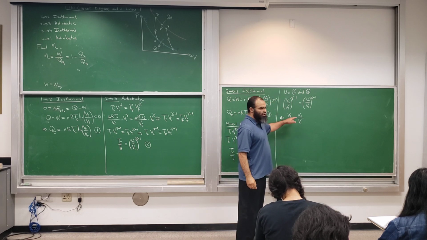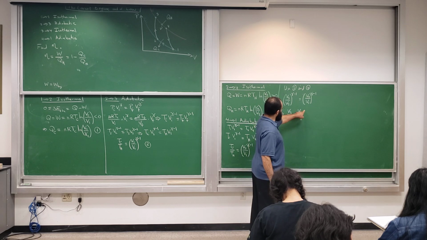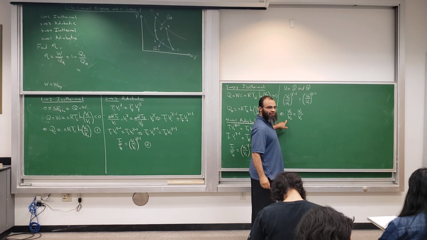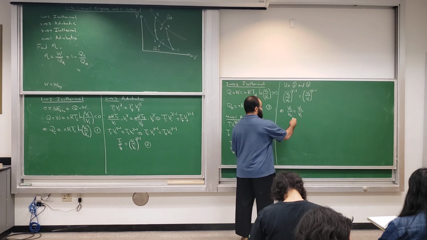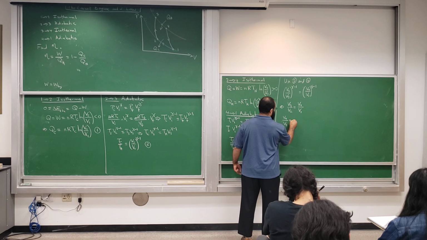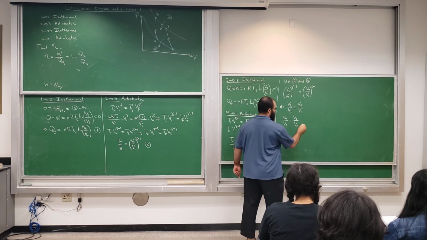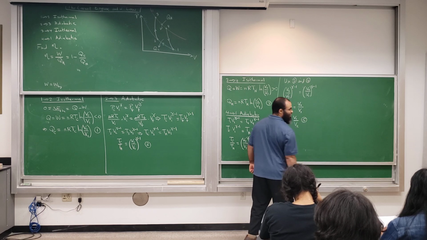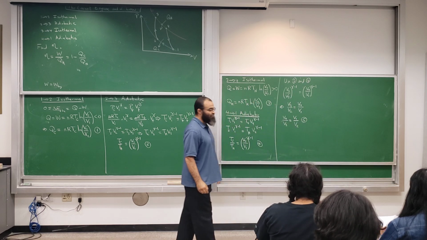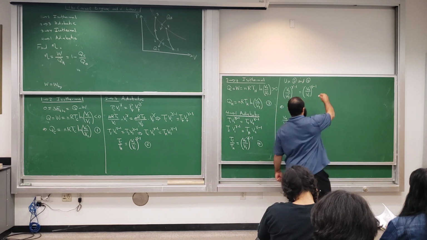Now you can cross multiply and rewrite this as follows. You can rewrite it as V4 over V3 equals V1 over V2. That's what I want. Okay, we're almost there.